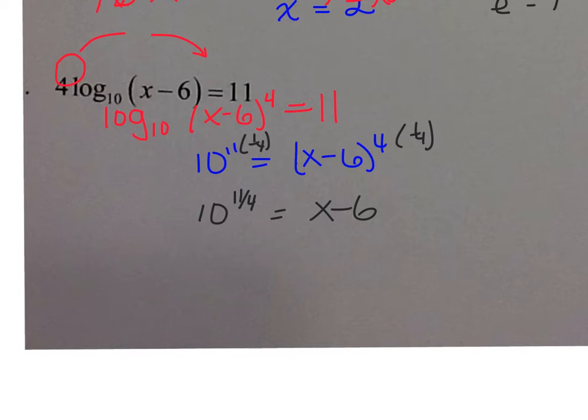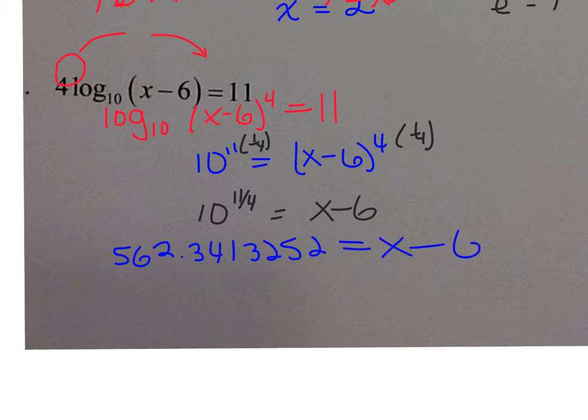And you get 562.34132252 equals x minus 6. And then add 6 to both sides. And we get x is equal to 568.34132252. Okay, so let's flip it over and look at the other log equations.